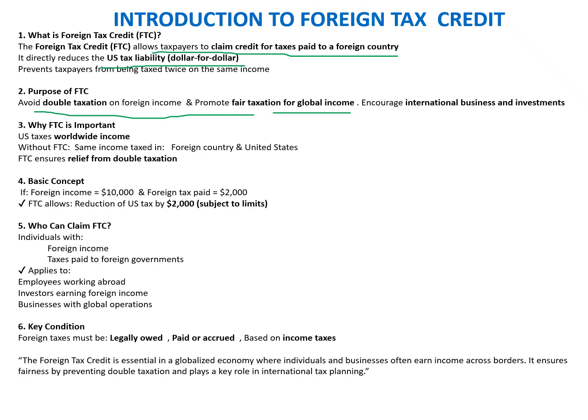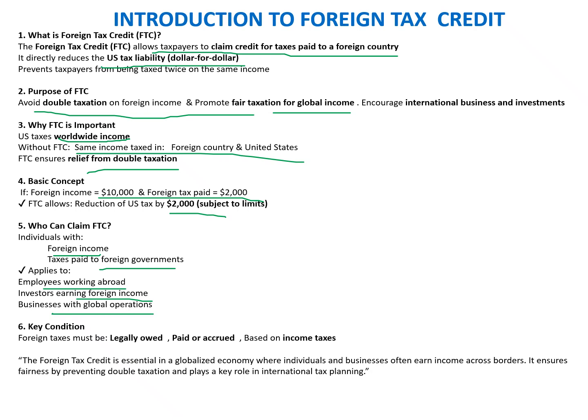The US taxes worldwide income, and without the FTC, some income would be taxed in both the foreign country and the United States. The FTC ensures relief from double taxation. For example, if foreign income is 10,000 and foreign tax paid is 2,000, then the credit allowed is 2,000, subject to the limits which we'll discuss in an upcoming slide. Individuals can claim the FTC if they have foreign income and have paid taxes to the foreign government, and it applies to employees working abroad, investors earning foreign income, and businesses with global operations.